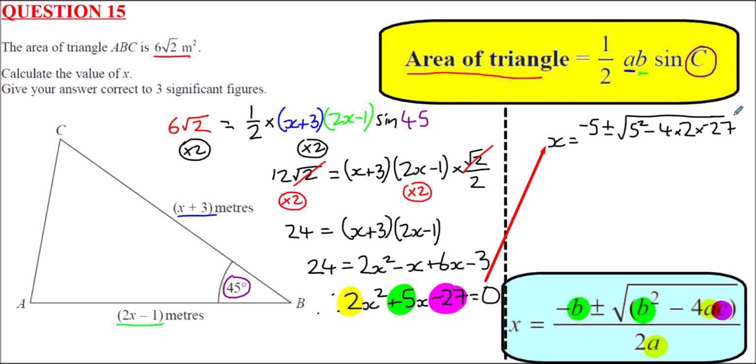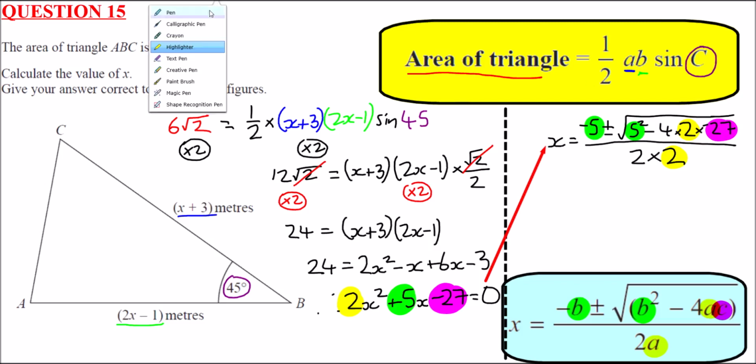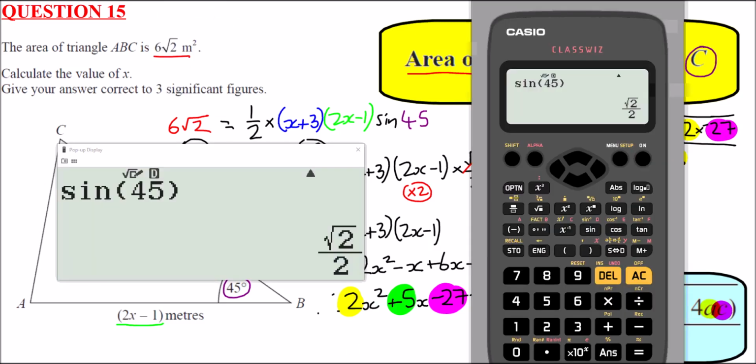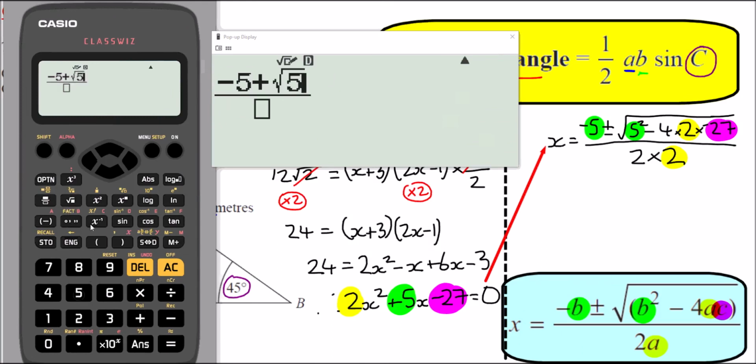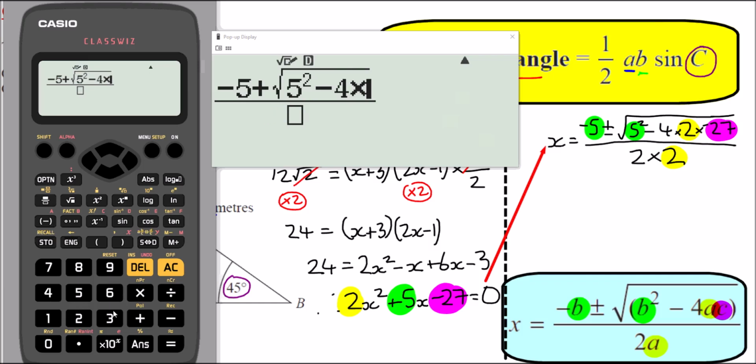Be careful with the negatives. And all of that is going to be divided by 2 lots of a, which is 2 lots of 2. So all we're doing here is just using the formula as you know it. And c was minus 27. So carefully just chuck these numbers into the calculator. So minus 5, we'll try the plus first, so plus square root 5 squared minus 4 multiplied by 2 multiplied by negative 27, all of that divided by 2 times 2.